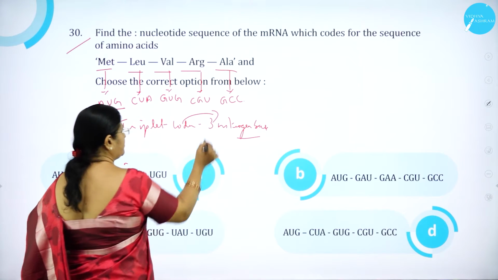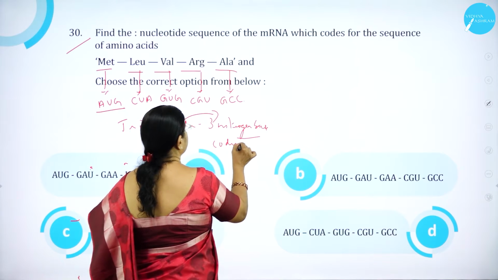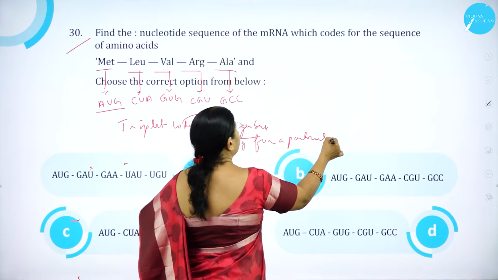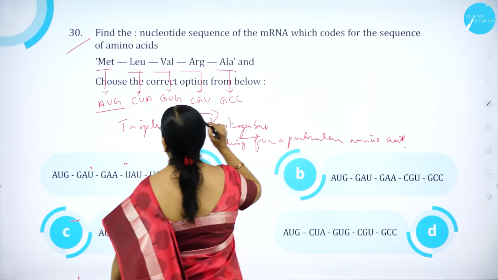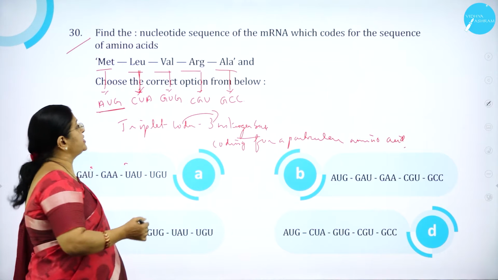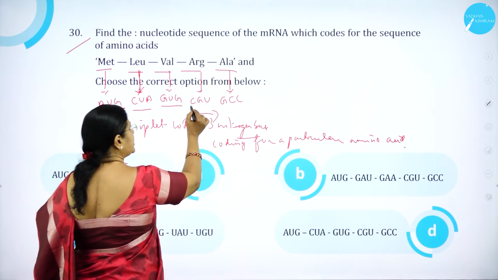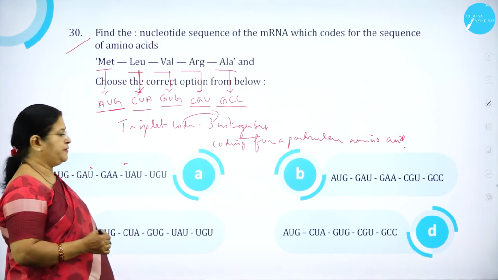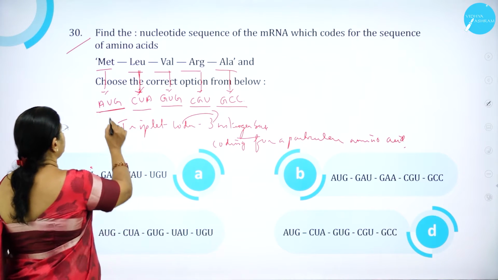So a codon is made up of what? 3 nitrogenous bases coding for a particular amino acid. So here methionine is AUG, leucine is CUA, then valine is GUG, then arginine is CGU, alanine is GCC. Right, now we'll go for option A. We'll see first one should be AUG.